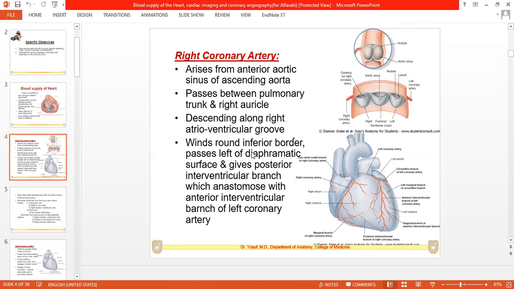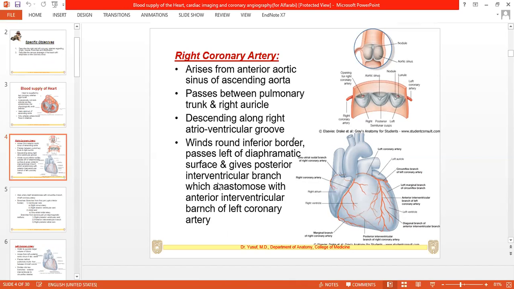So it will be passing downwards along this right atrioventricular groove. Then it winds around this border and goes to the diaphragmatic surface. Then it gives a very important branch called the posterior interventricular branch of the right coronary artery. So this is the whole course of this artery.